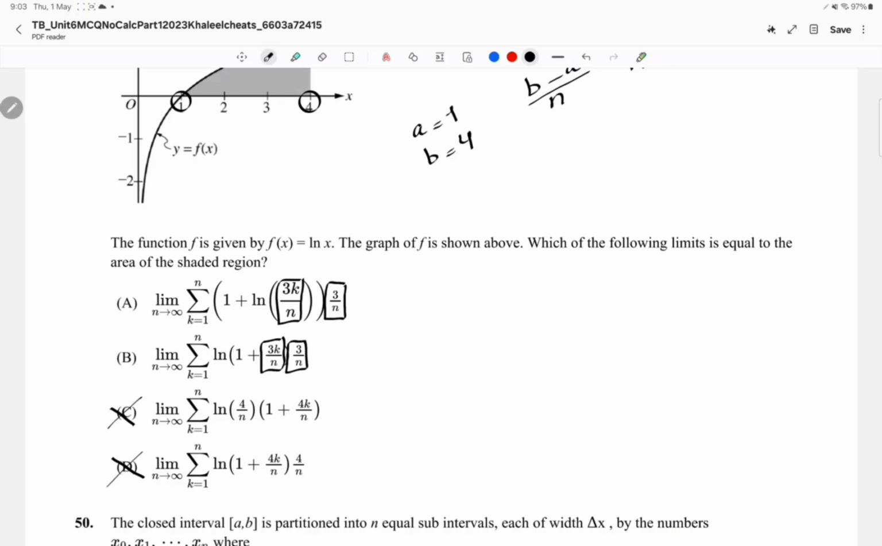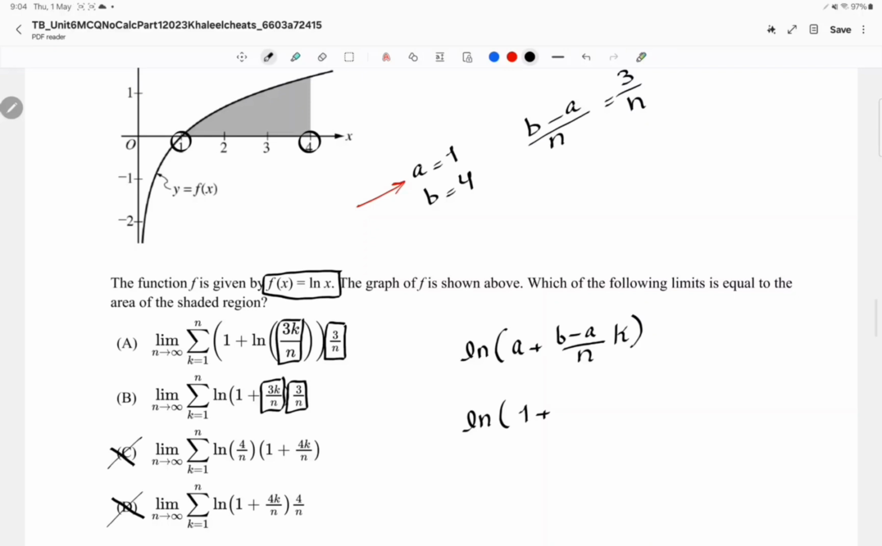Okay. Now look, the function is ln of x. So that means ln, and instead of x, you should know it's going to be a plus b minus a over n k. So ln, and we know that a is equal to 1, plus b minus a, that will be 3 over n k. So that means you must have ln bracket 1 plus 3 over n k, which we do in part B, in choice B. The answer is B.